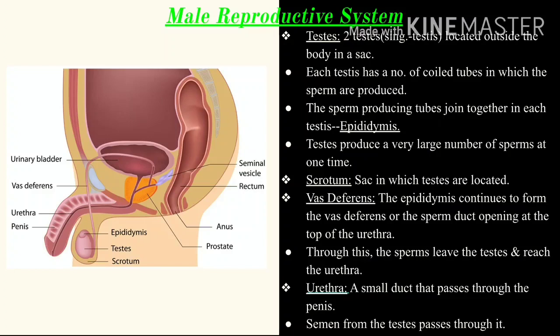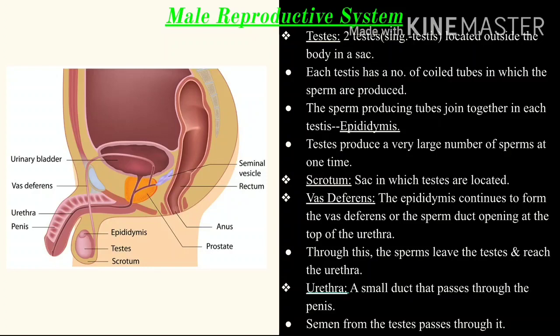Vas deferens: the epididymis continues to form the vas deferens, or the sperm duct, opening at the top of the urethra. Through this, the sperms leave the testis and reach the urethra. The urethra is a small duct that passes through the penis, and semen from the testis passes through it.